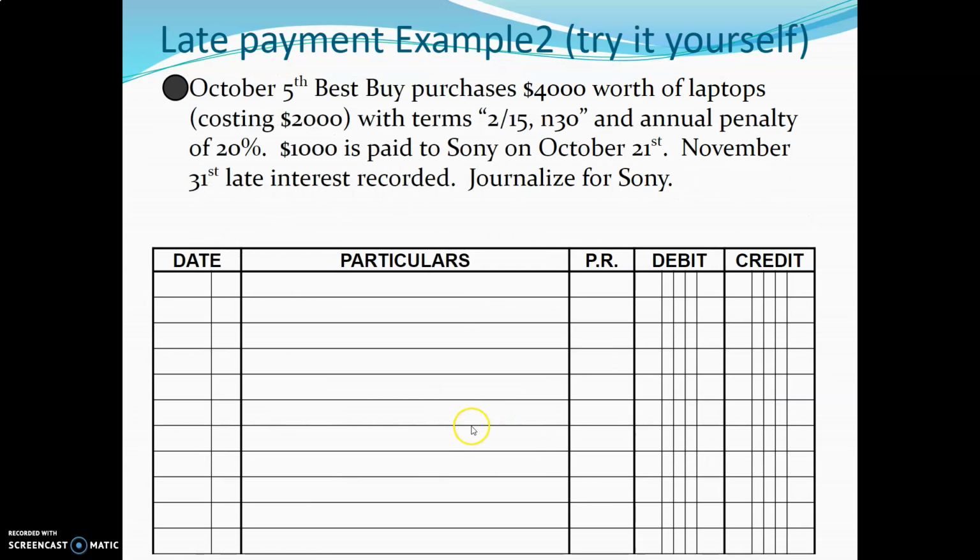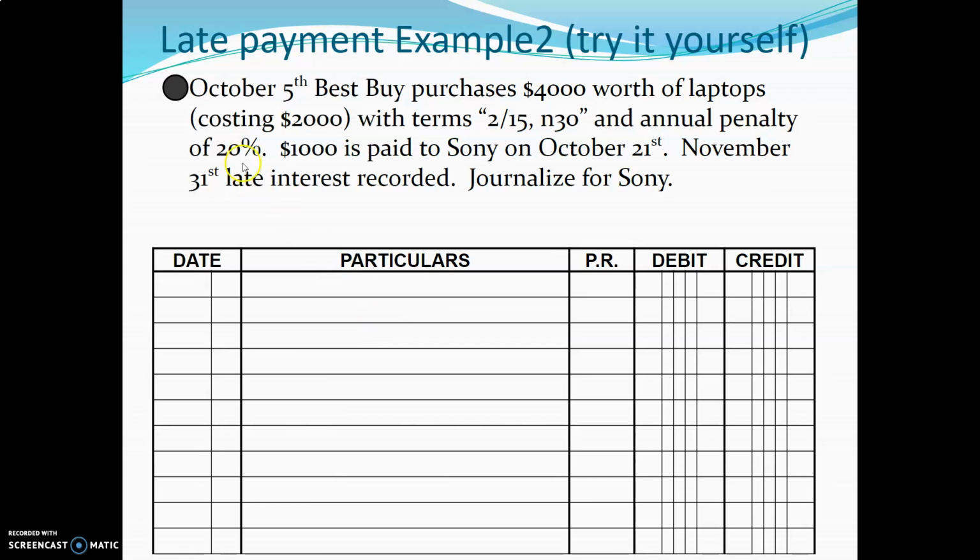Now, I'll get you guys to try this on your own. A second example. October 5th, Best Buy purchases $4,000 worth of laptops costing $2,000 with terms 2/15, n/30 and an annual penalty of 20%. $1,000 is paid to Sony on October 21st. November 31st, late interest is recorded. Journalize for Sony. All right. Give yourself a chance to go through this. It'll probably take you a good 5 minutes to attempt it on your own to start.